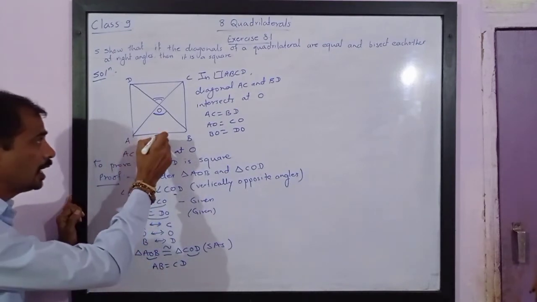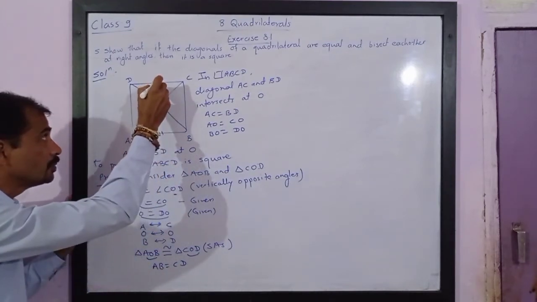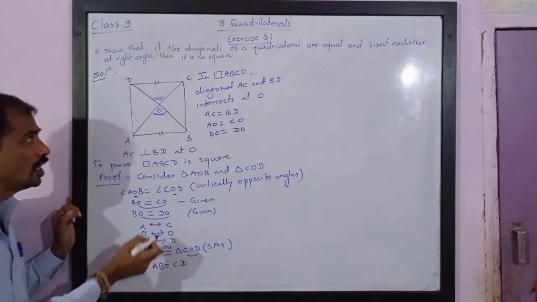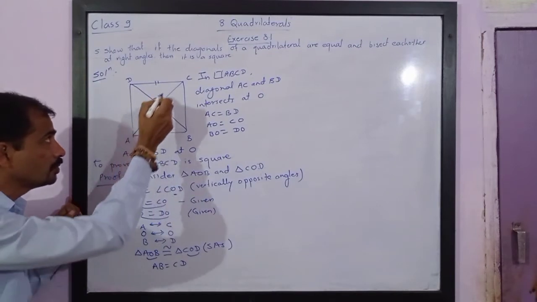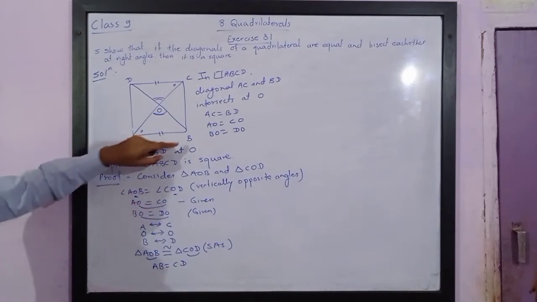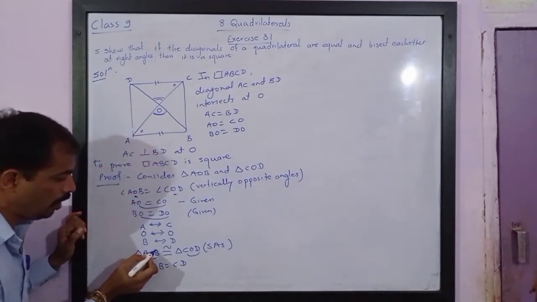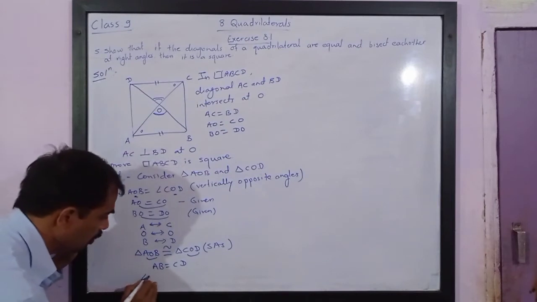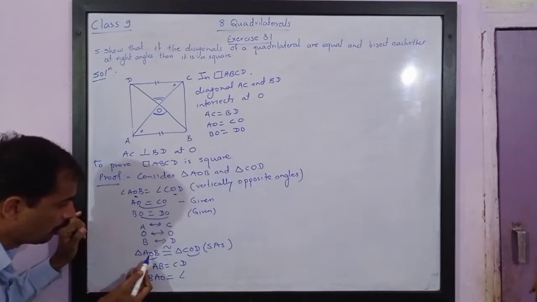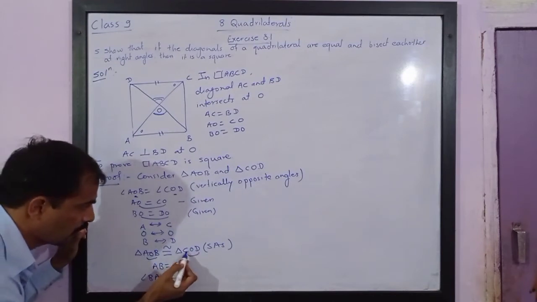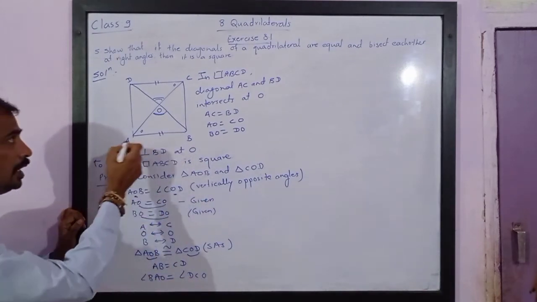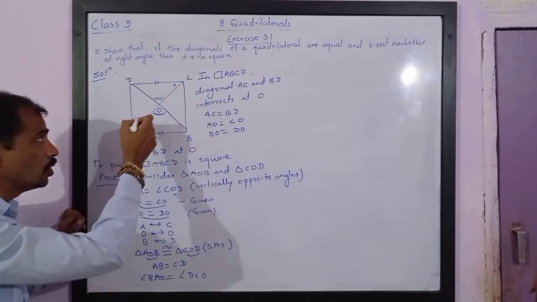Please note, we have said AB equals CD. Now watch carefully. If A corresponds to C, I will get this angle congruent. That is angle BAO. From this we can write angle BAO equals angle DCO. Watch carefully, I have got angle BAO equals angle DCO.